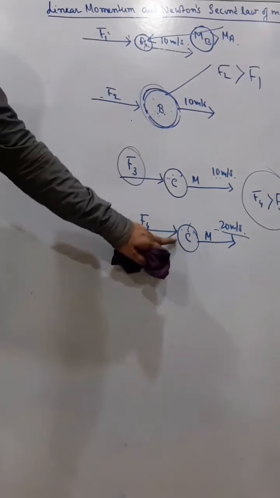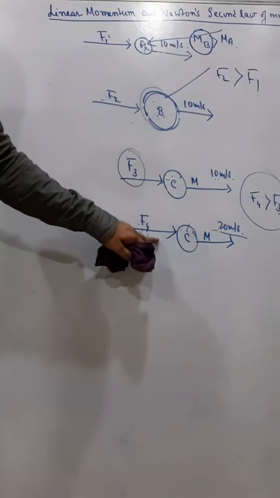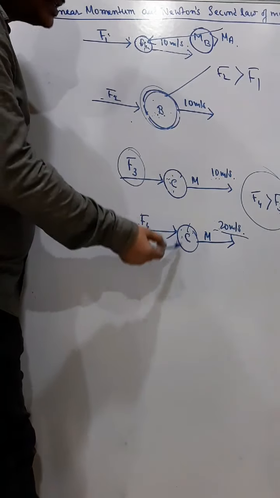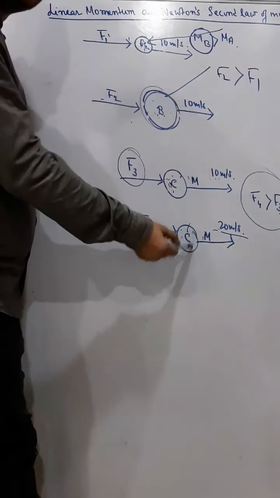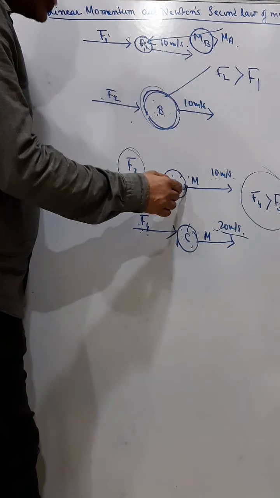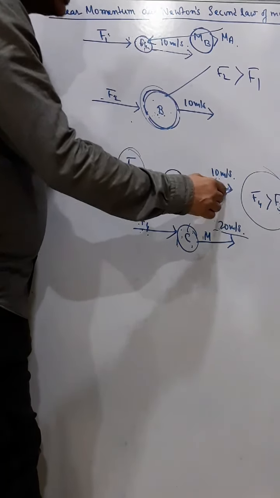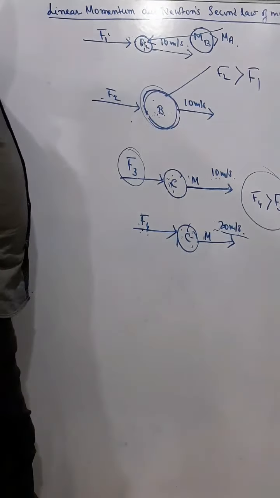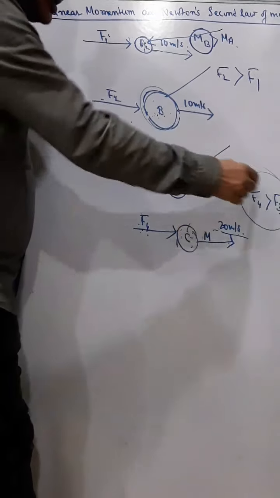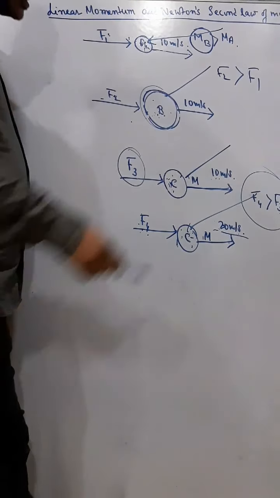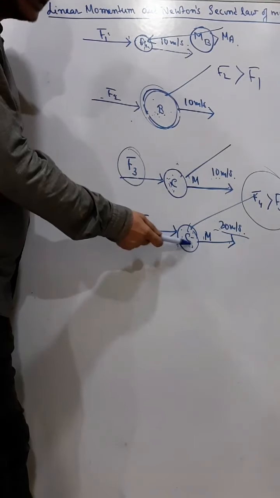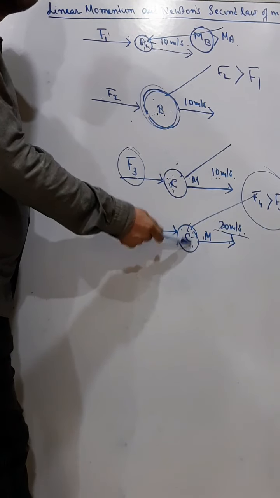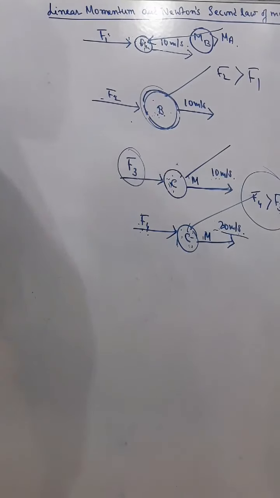Now in this case also you can understand. Imagine that these are two different bodies of the same mass, and one body is traveling at 10 meters per second and another body is traveling at 20 meters per second. Now I require to stop this body. In the second case I require a greater force to stop the body, and in this case I require a lesser force.